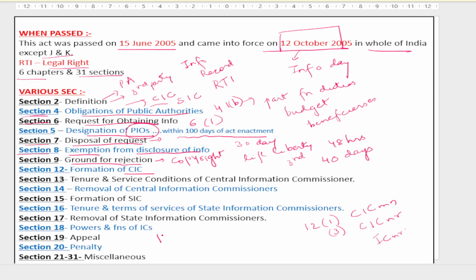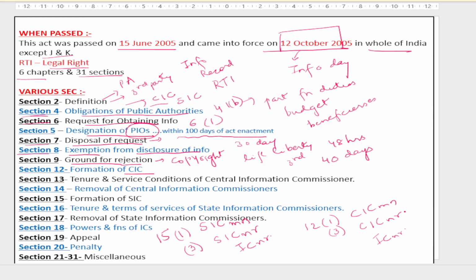And Section 15 deals with the State Information Commission. Section 15, subclause 1 deals with the State Information Commission, and subclause 3 deals with the State Chief Information Commissioner and the other Information Commissioners at the state level.